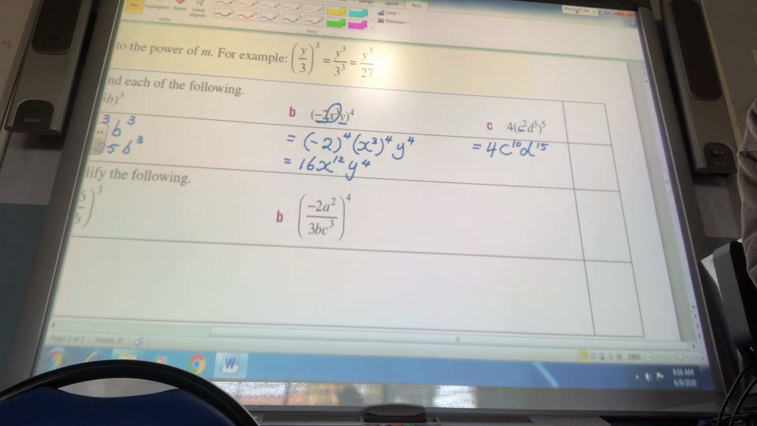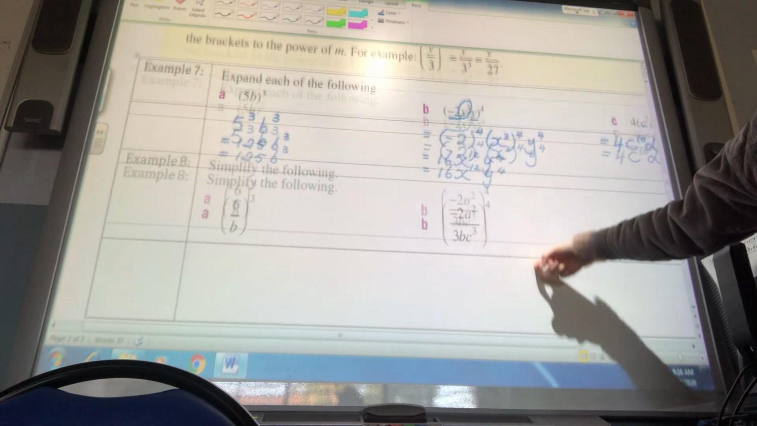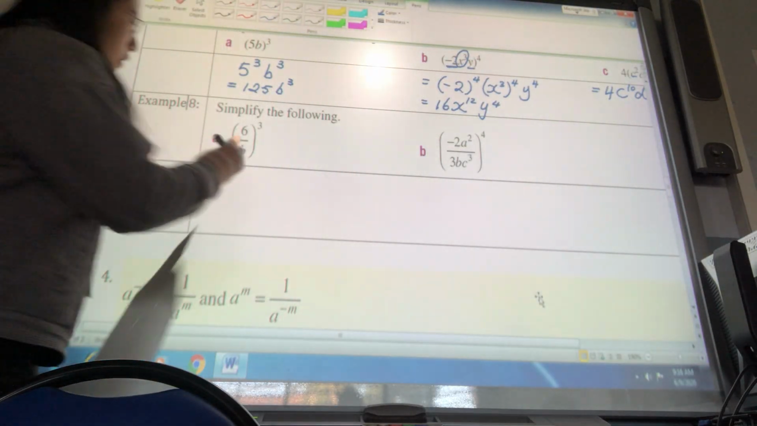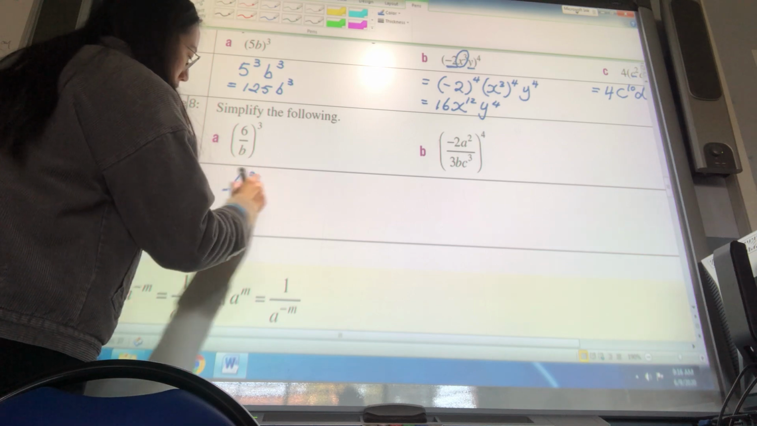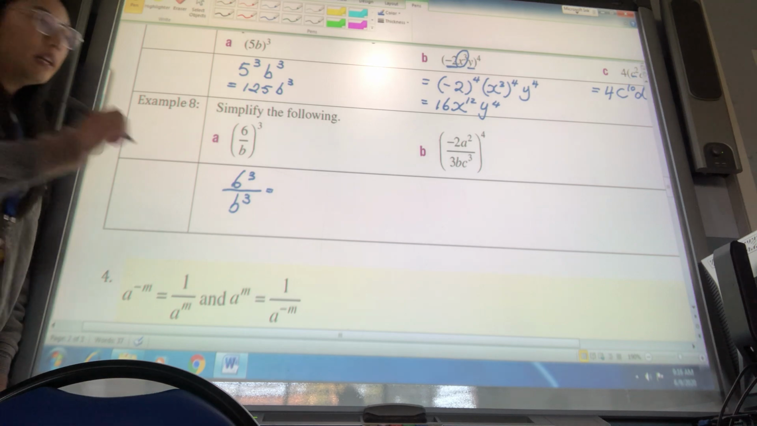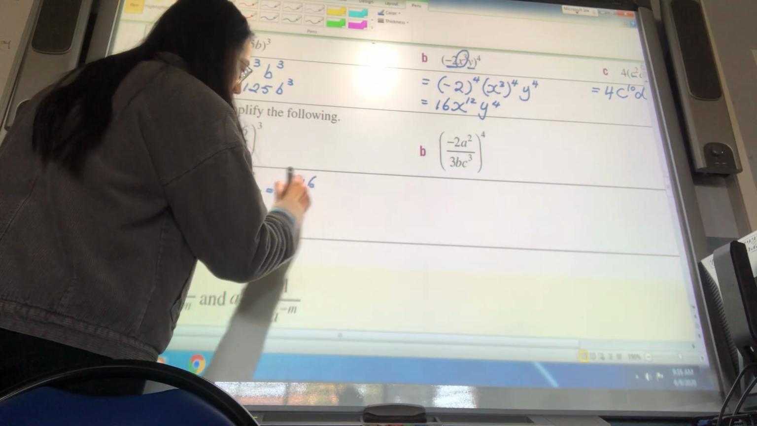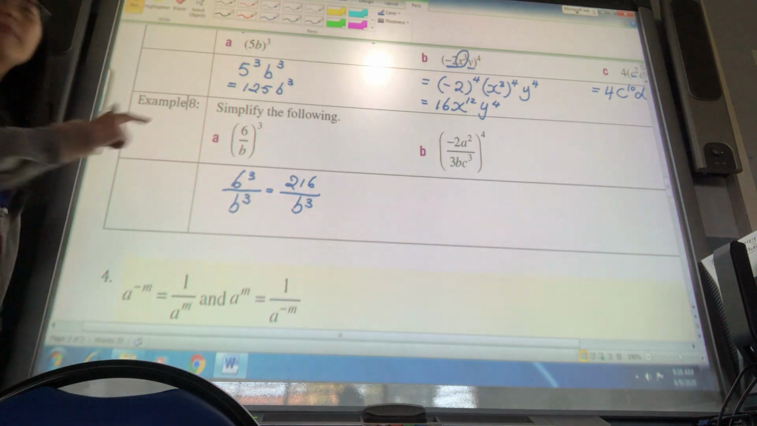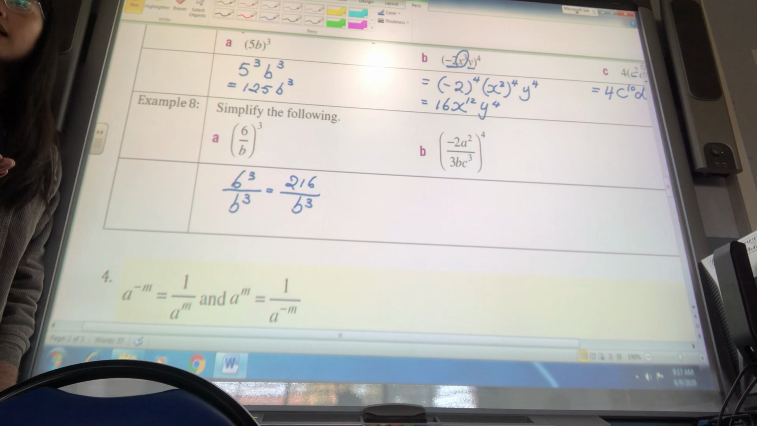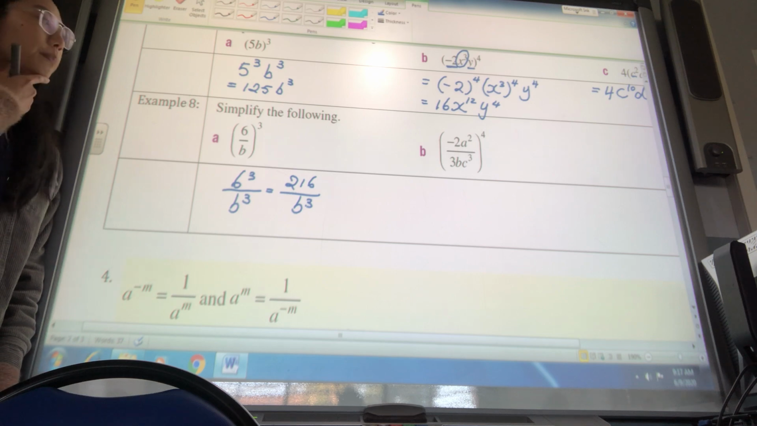Alright, next one. Question 8. First one, simplify the following. The first question 8 is pretty straightforward. It's just 6 cubed over b cubed. So 6 cubed is 216, so 216 on the top over b cubed. Whenever it's a number and you're getting to your final answer, just make sure that you write it as a normal number. Because 6 to the power 3 is not even that big, you can easily write it as 216 on the top.